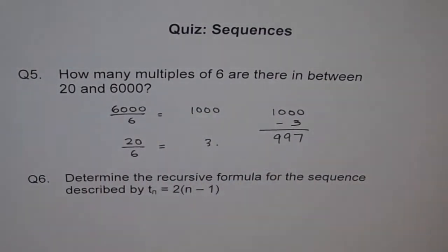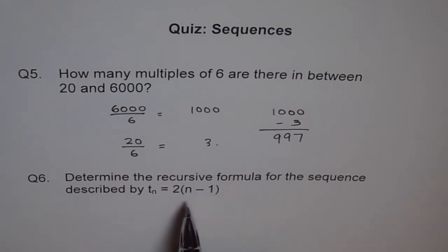So I hope you understand the method of doing it. It's like a thinking problem, right? Once you know the strategy, you can solve similar questions very easily. Let's move on to question 6. Determine the recursive formula. A recursive formula is a formula which relates one term with the previous terms, right? So we will write Tn equals Tn minus 1 plus or minus something, like that.